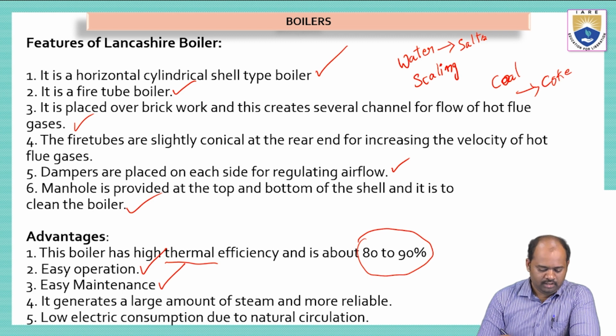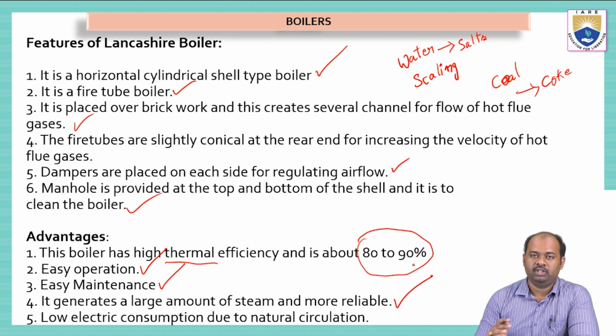The boiler generates a large amount of steam and is more reliable. This is the steam boiler which produces more steam when compared to the other types of boilers, and it is more reliable. So it can produce steam at a very high rate, and low electric consumption due to natural circulation.